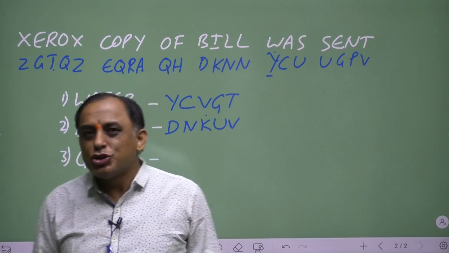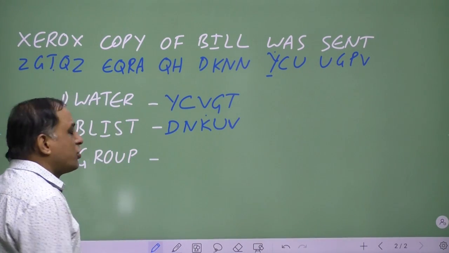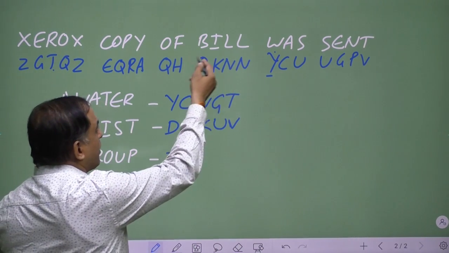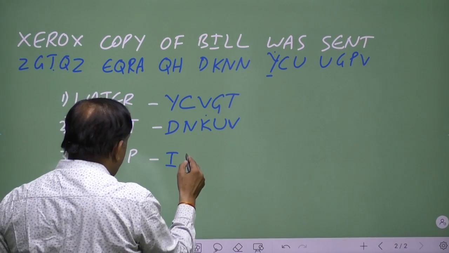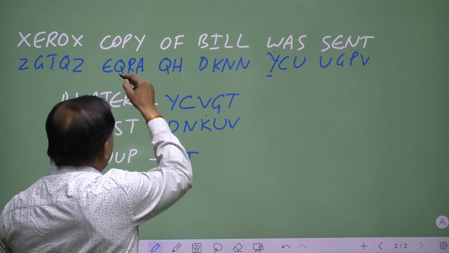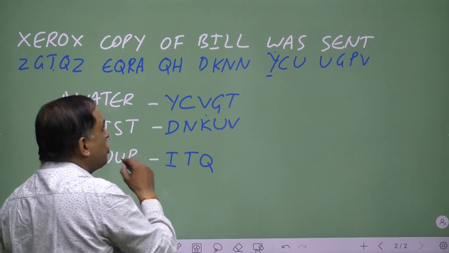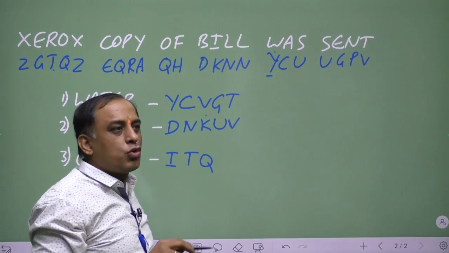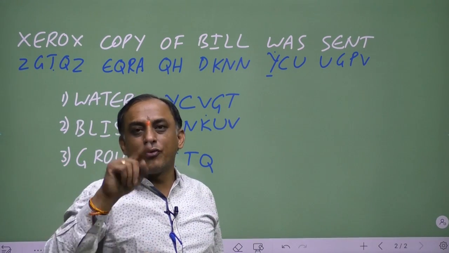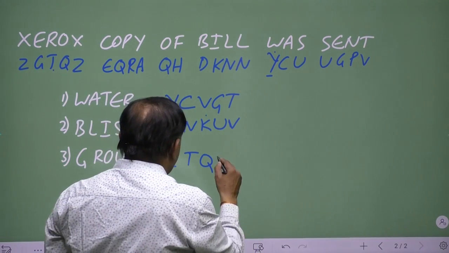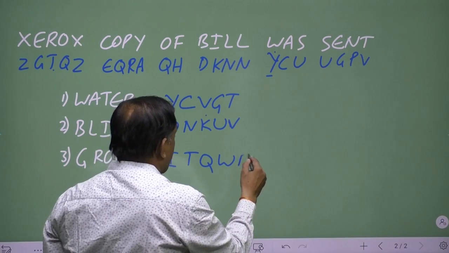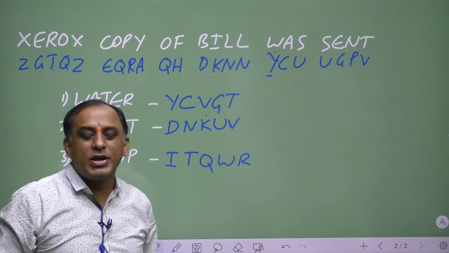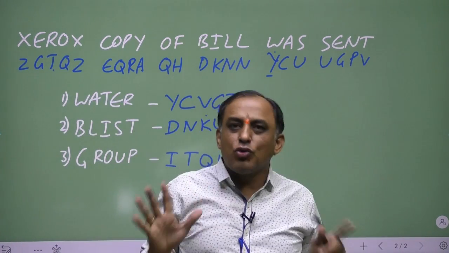Now tell me, what is G code? G is coded as G after the second letter: H, I. R is coded as T. O is coded as Q. Again U; U is coded as U after the second letter: V, W. P is coded as R. So the group is coded as ITQWR. Then what is your explanation?